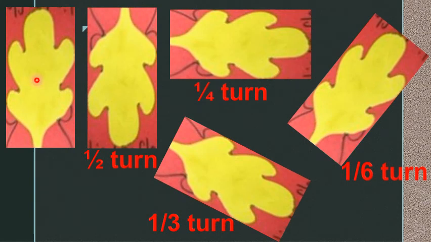Now this leaf-like shape is given to us. How it will look after giving half turn, 1/4 turn, 1/3 turn and 1/6 turn is shown here.